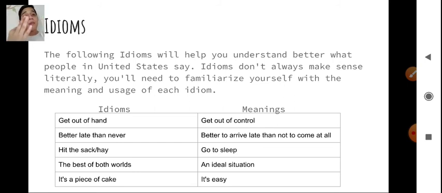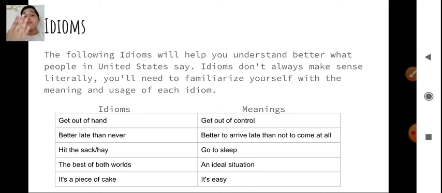We have the number 3. Hit the sack or hit the hay. Okay, what does it mean? It means that you are going to sleep. Okay, you already went to sleep. Hey, I'm going to hit the hay because I'm really sleepy right now. And then you fall asleep.